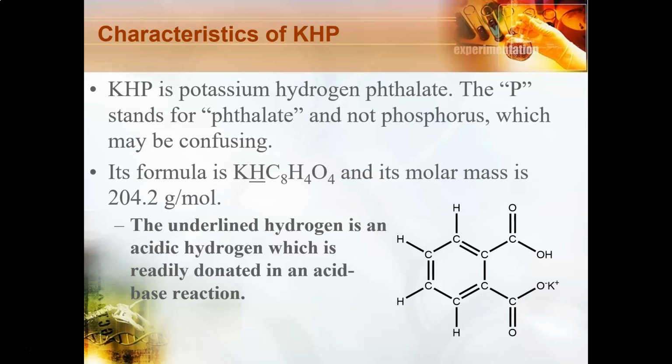So what we're going to do is standardize the sodium hydroxide with something called KHP. KHP is just an abbreviation for potassium hydrogen phthalate. The abbreviation could be confusing because the P doesn't stand for phosphorus. It stands for phthalate, and phthalate is C8H4O4. So the molar mass of this compound is 204.2 grams per mole.